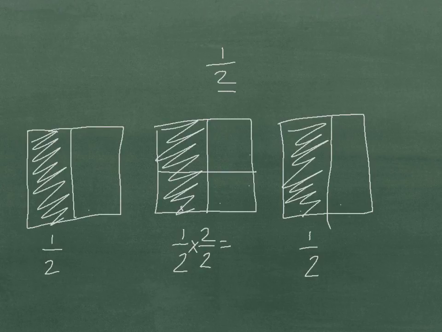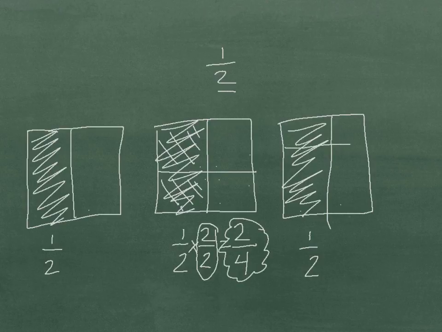If I'm looking at the picture, I can see that I have 1, 2 shaded parts out of 1, 2, 3, 4 total, which you can see 1 times 2 equals 2, and 2 times 2 equals 4. I multiplied my numerator and denominator by the same number of 2, so you can see that 2/4 is an equivalent fraction to 1/2.